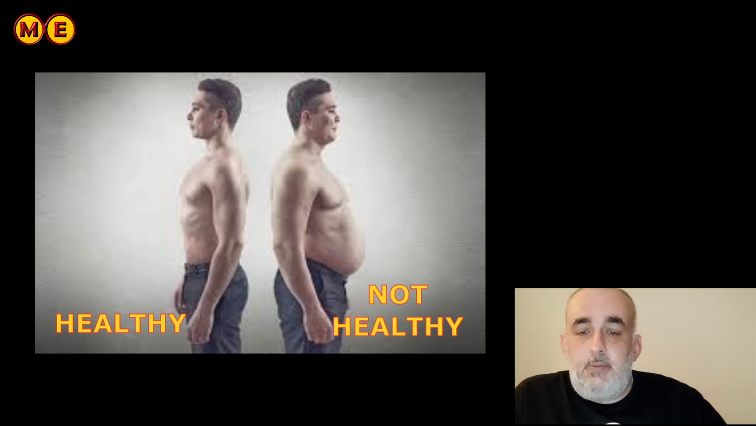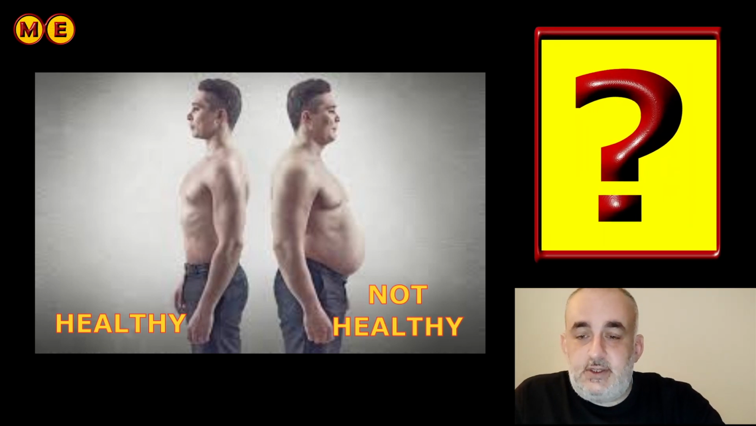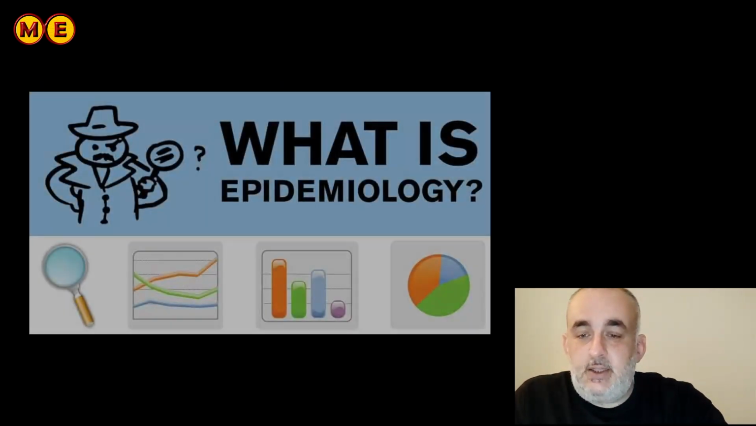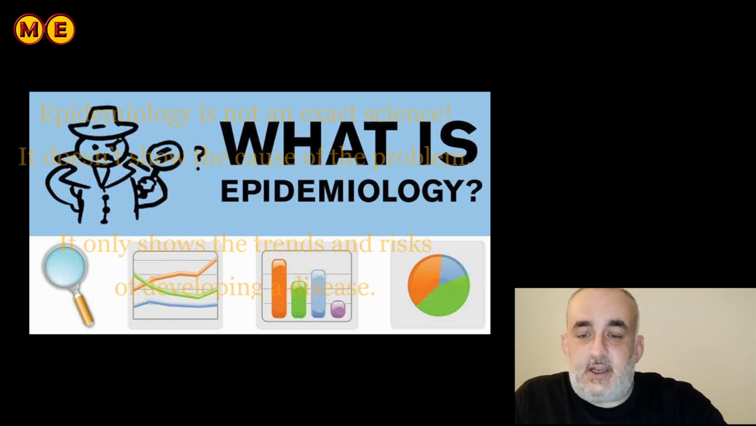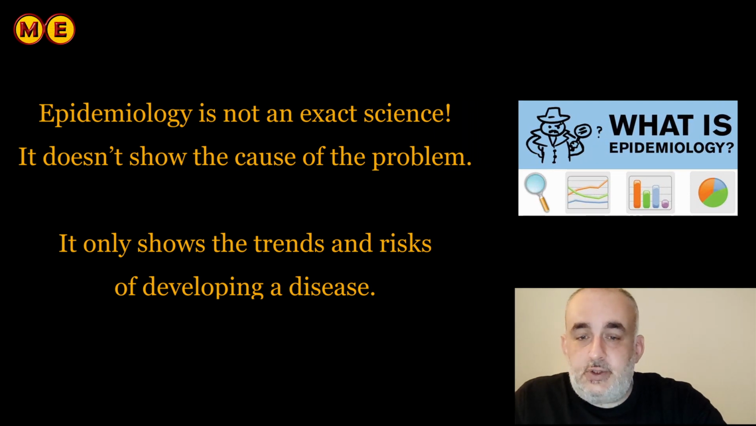We all hear on a daily basis that being overweight and obese is not healthy. But why? No one tells us how exactly being overweight or obese makes us not healthy. And that's because the main data we have on obesity comes from epidemiological studies. And epidemiology is not an exact science. It doesn't show what is the cause of the problem. It only shows the trends. Or, as they say in scientific circles, shows the risk of developing a disease.